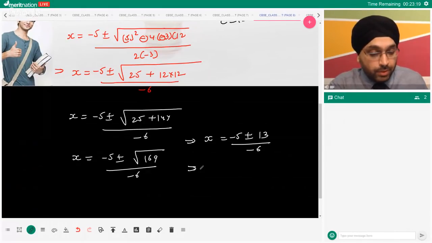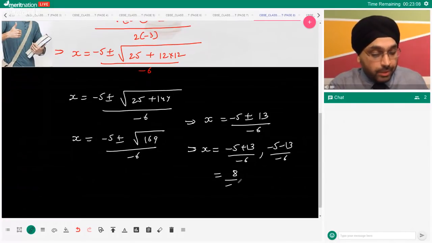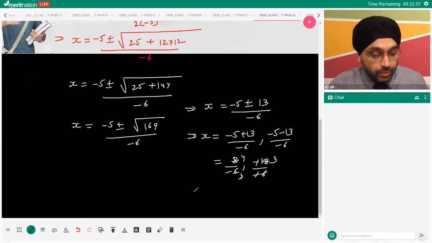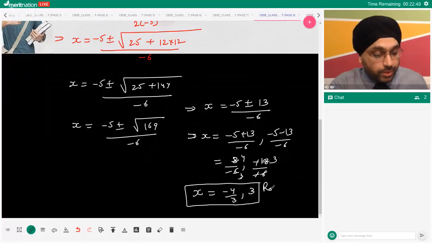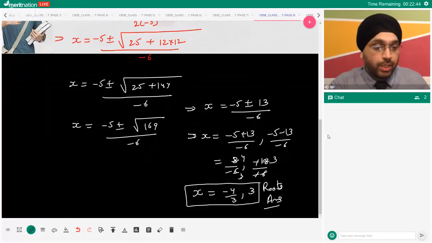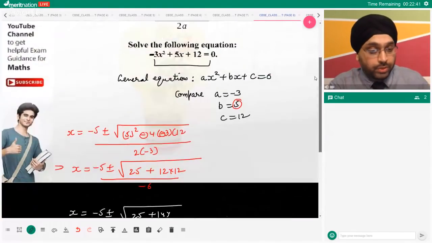So, guys, this means what? x will be equal to (−5 + 13)/−6, and we have (−5 − 13)/−6. So, guys, that will come out to be 8/−6 and −18/−6. So, guys, this and this will cancel out. We have 4 and 3, and 3 again. So this means, guys, x can be written as −4/3, or we have 3. So, guys, this is the answer. These are the two roots of the quadratic equation. I hope that things are pretty clear how we can use the quadratic formula to solve the quadratic equation.